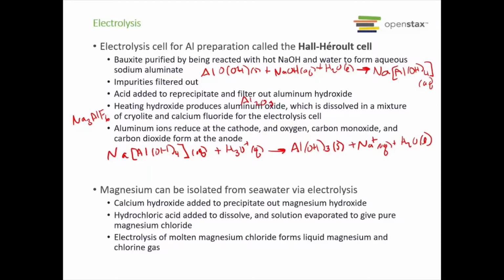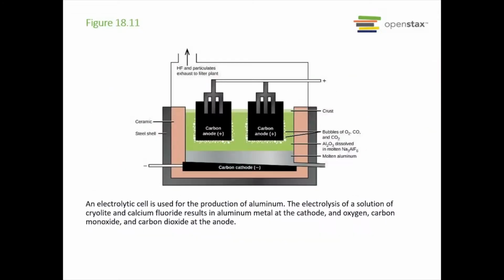What's interesting is there are facilities that don't use electrolysis at all anymore, and they use what's called the Pigeon process to chemically reduce magnesium, and we'll see that in the next slide or two. So this is the Hall-Héroult cell. You can see where your anode and your cathode is, and it's just kind of showing you generally what's happening. Your particulates and hydrofluoric acid come out the top, and we're able then to collect our molten aluminum. It's more dense, so it goes to the bottom, and then we can collect it out the side.